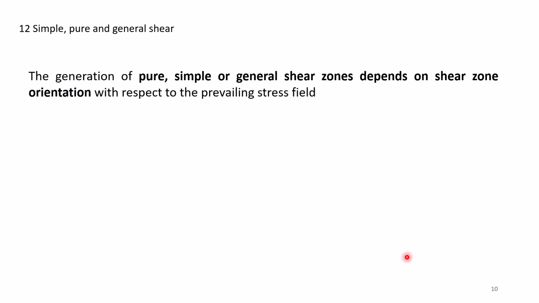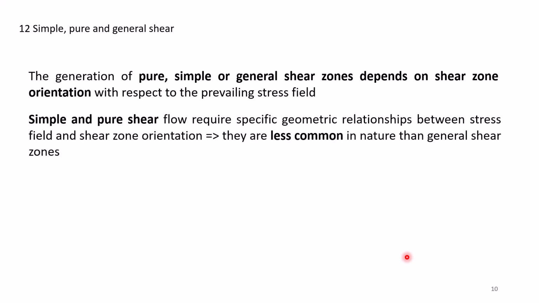So in summary, the generation of pure shear, simple shear, or general shear zones depends entirely on the shear zone orientation with respect to the prevailing stress field. Simple and pure shear flow require very specific geometric relationships between the stress field and the shear zone orientation. And so statistically, we would say they are less common in nature than general shear zones, which can be in an orientation anywhere between 45 degrees with respect to sigma 1 and 90 degrees with respect to sigma 1.